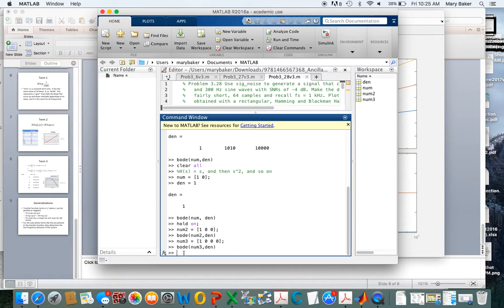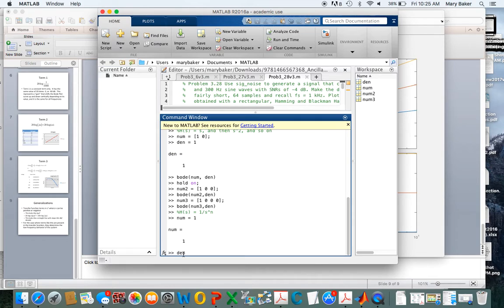Okay, now let's change the denominator. So now let's represent H of s to be 1 over powers of s. In that case, the numerator will be 1, and now we will have various denominators. The first one, let's pick a transfer function that would look like 1 over s. So the denominator in that case would be 1 and 0, representing s plus 0.